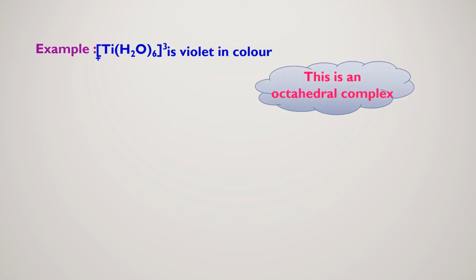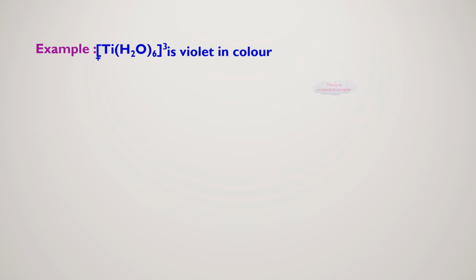It is the hexaaqua titanium 3+ complex. It is a violet color. Why is it violet? It is an octahedral complex, so we know the crystal field splitting, t2g to eg.